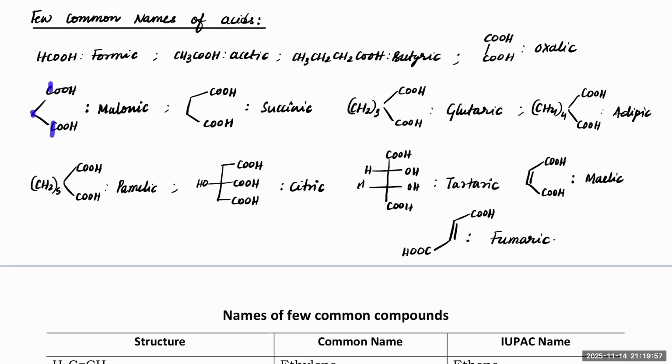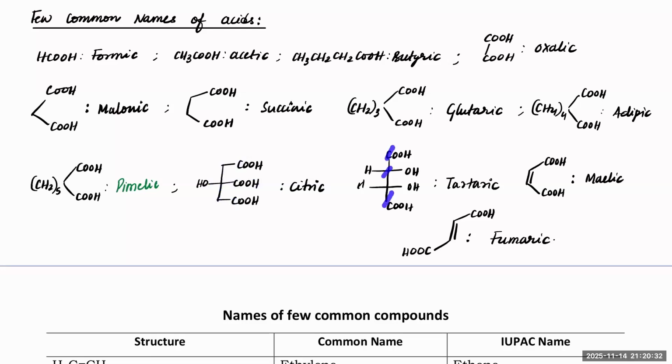Here it is propane-1,3-dioic acid. That is the IUPAC name. The common name is malonic acid. If you have 4 carbons, succinic acid; if you have 5, glutaric acid; if you have 6, adipic acid; if you have 7 carbons, pimelic acid. If you have the same 5 carbons, 1, 2, 3, 4, 5, with one extra COOH and one extra OH, that is citric acid.